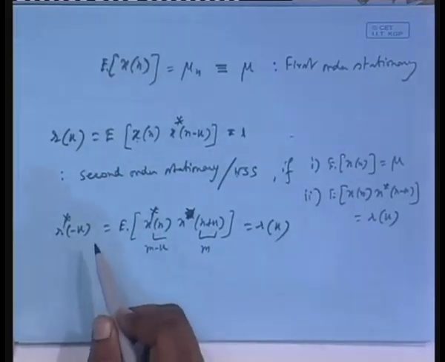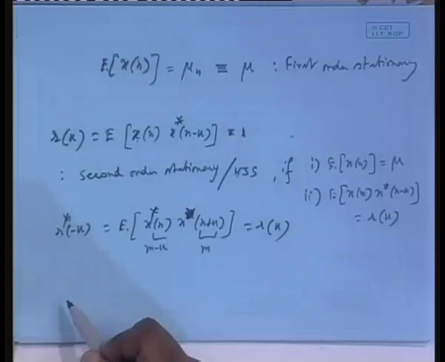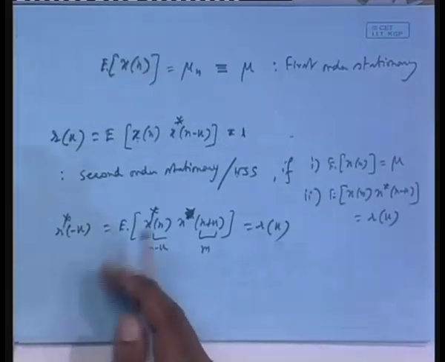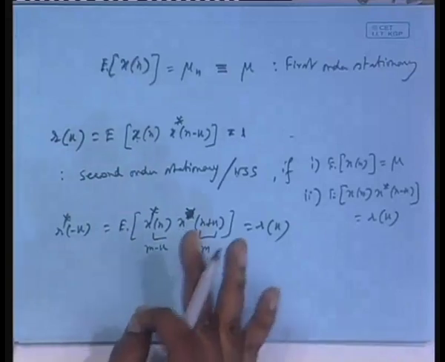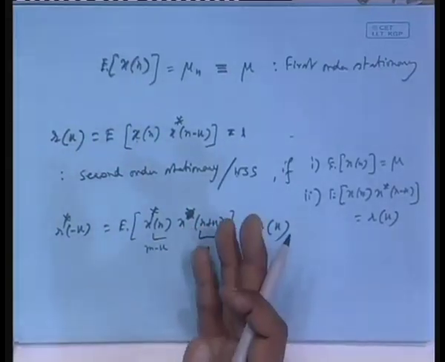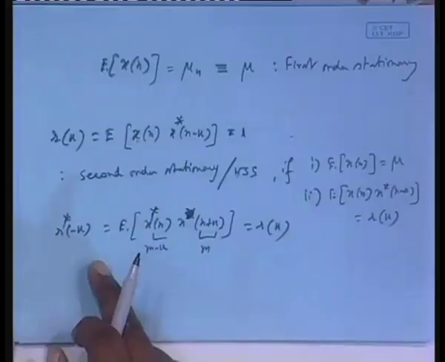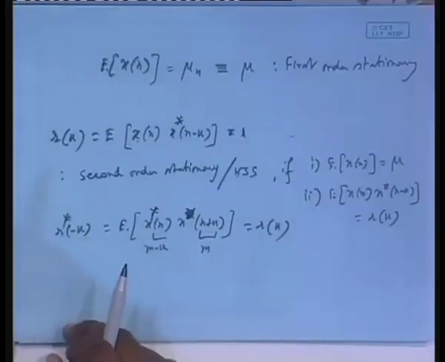This is called the Hermitian property. R of k is the same as r of minus k star. So if it is real valued, no star business: r of k and r minus k are the same. So it is an even function, or symmetric function, isn't it? If r of k and r of minus k are the same, it is a symmetric, even function. Otherwise it is conjugate symmetric. In any case, this is called the Hermitian property. That is one thing.